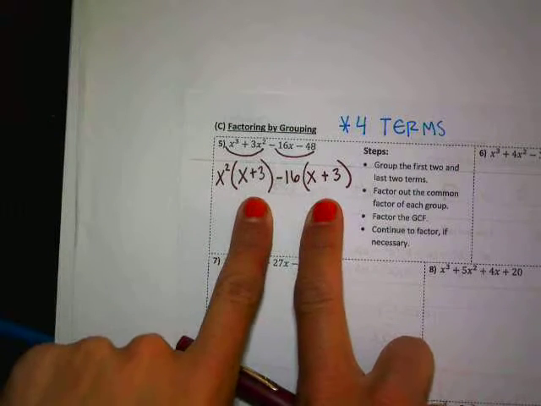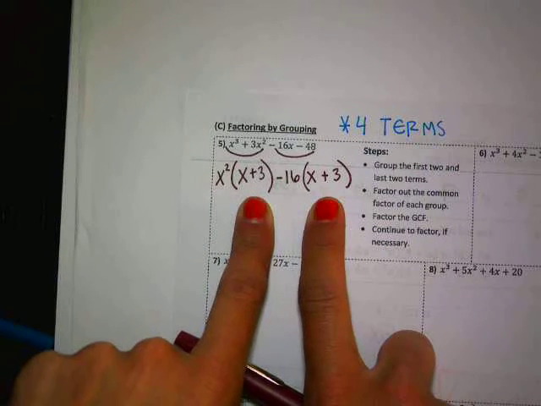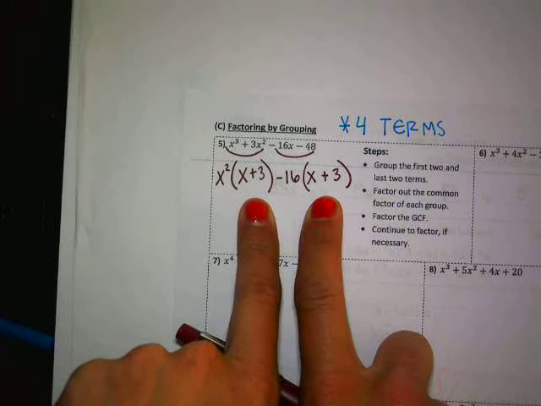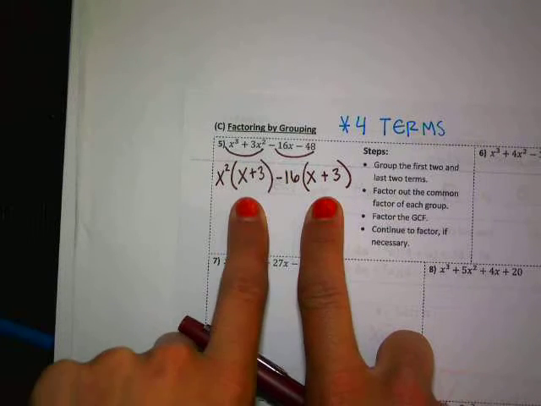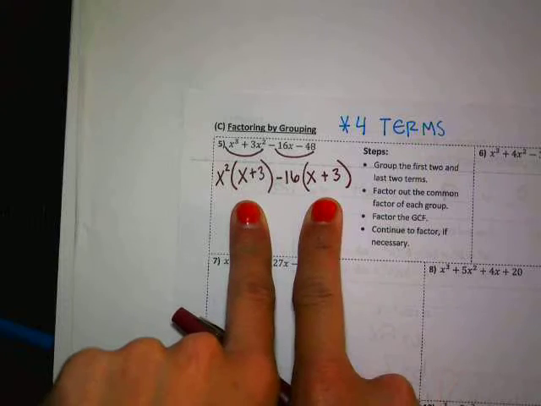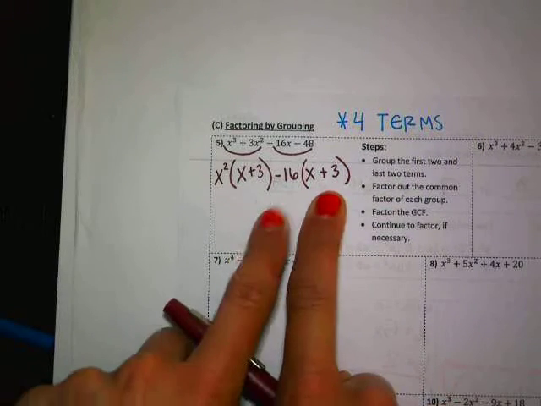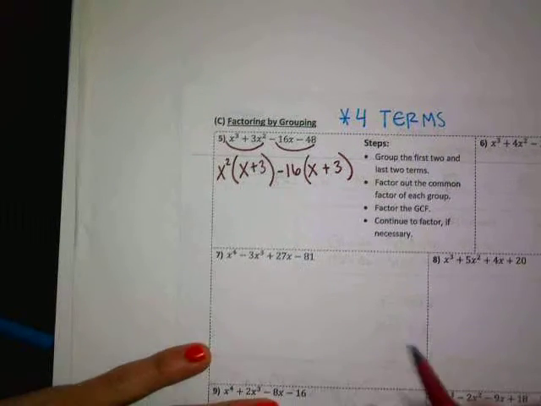All right, what do you notice about your 2 parentheses? They're the same. For this grouping method, they should be the same. All right, if they are different, it means you probably did something wrong. So they have to be the same. That's it? We're almost done.